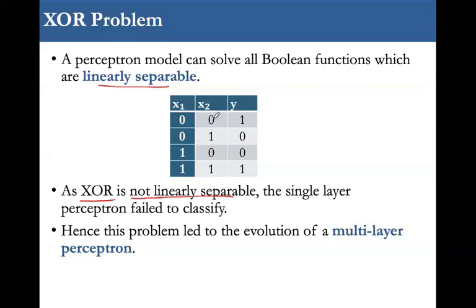It means that if x1 and x2 are both 0, then it produces 1. If x1 is 1 and x2 is 1, then it produces 1. Otherwise, it is 0. It means that it is a non-linearly separable problem. Hence, for this kind of problem, the single layer perceptron cannot classify it properly. Therefore, there comes the evolution of the multi-layer perceptron.